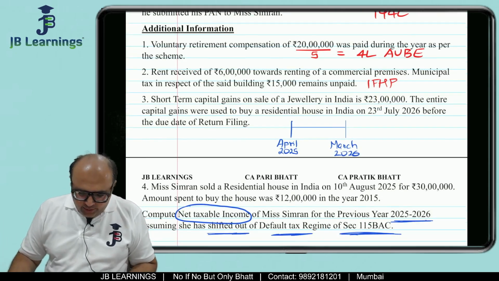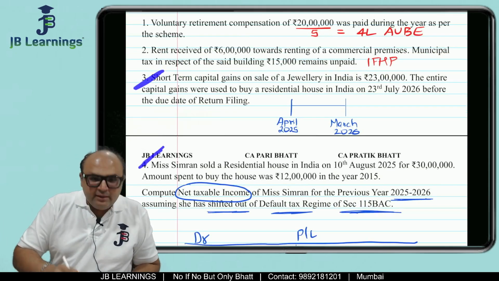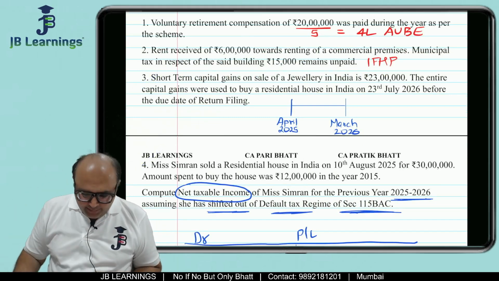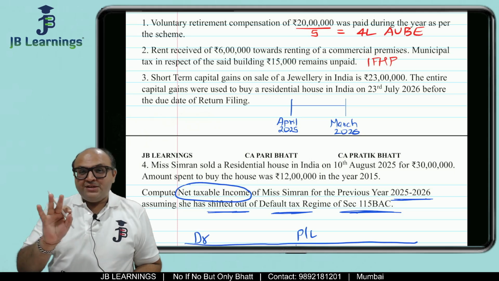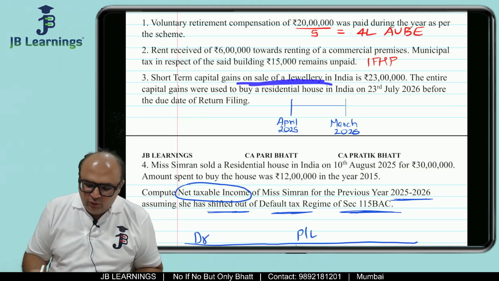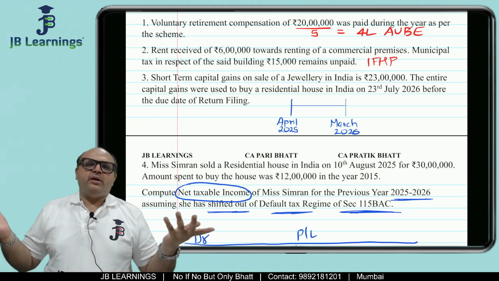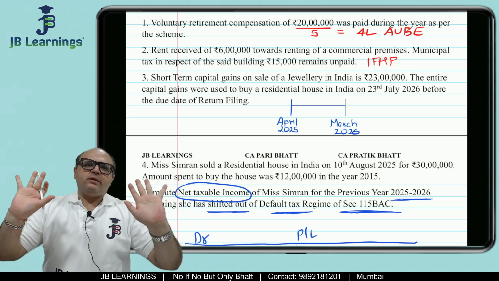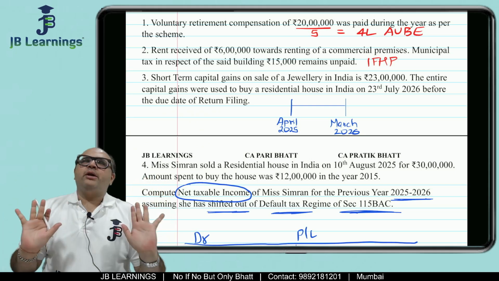Next, let us go ahead, friends. Now only two adjustments are left and then we are going to solve it, right? Short-term capital gain. Now, friends, these two adjustments are also very nice. Short-term capital gain on sale of jewelry in India is rupees 23 lakh. Very good. Directly the amount is given in the question, so we are not required to do any computation.